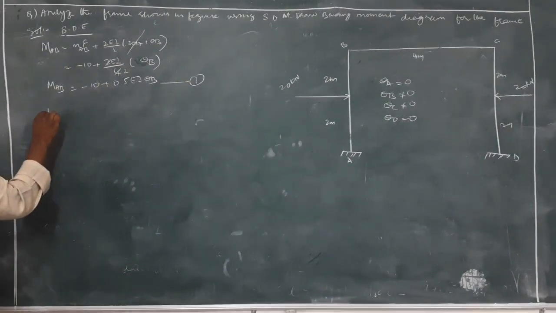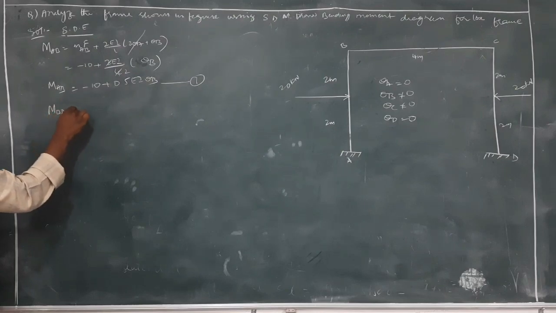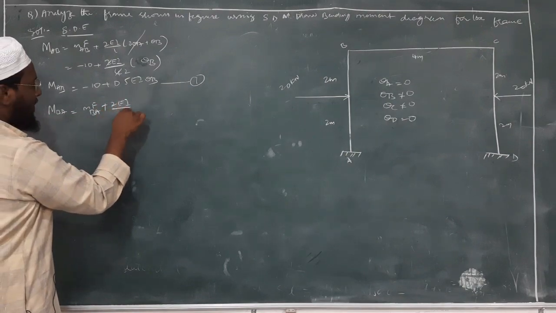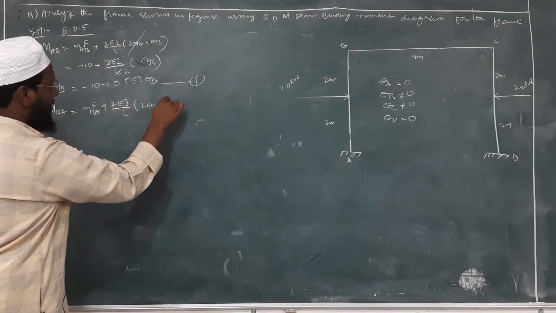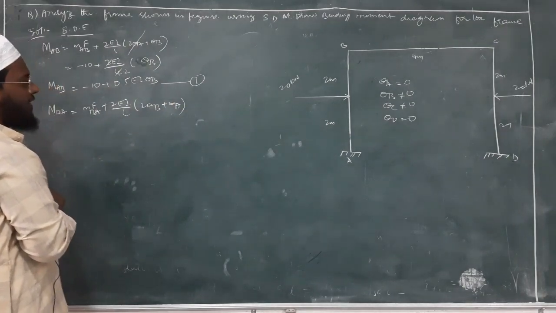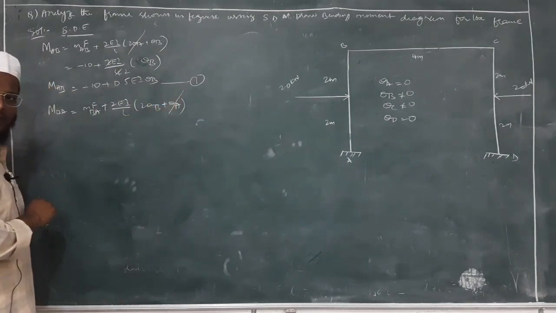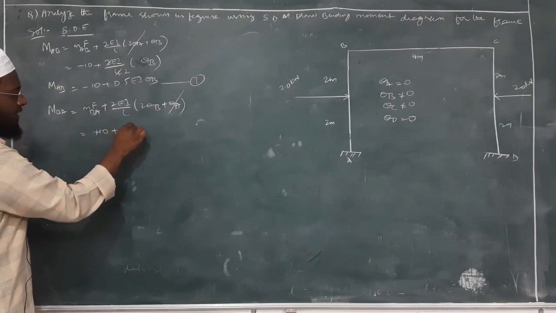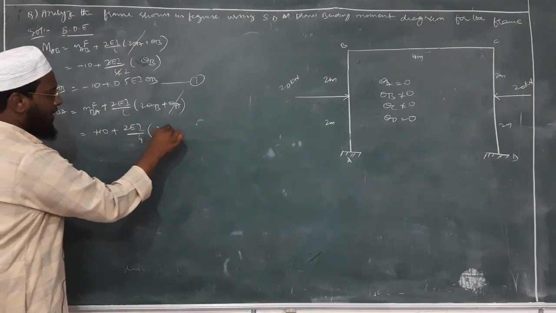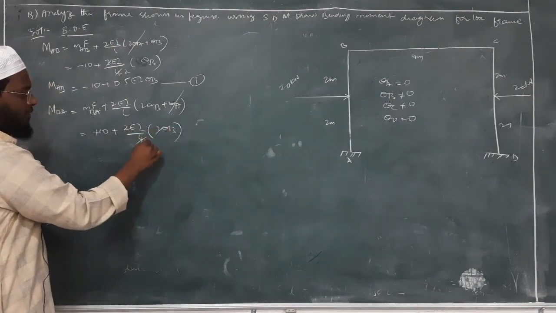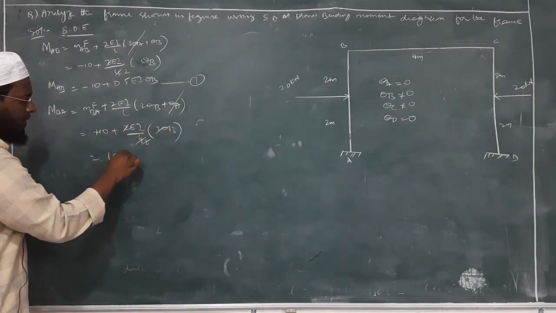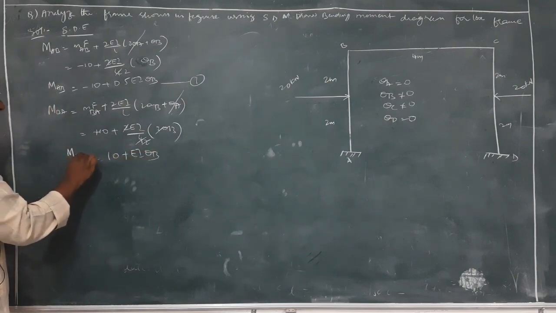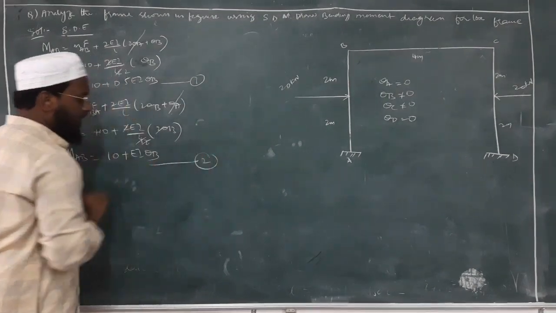Now I'll go for MBA. That is MFBA plus 2EI by L into 2 theta B plus theta A. Again theta A will become 0. So what is MFBA we have? Plus 10, 2EI by 4 into 2 theta B. Now 2 1s are 2, 2 2s are 4. So 10 plus EI theta B. This is MBA. Call this as equation number 2.